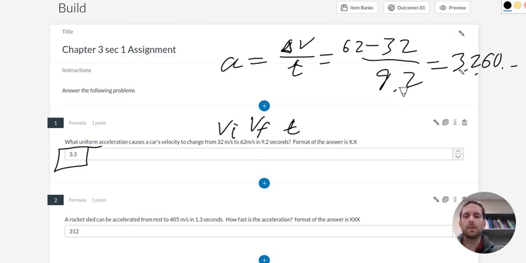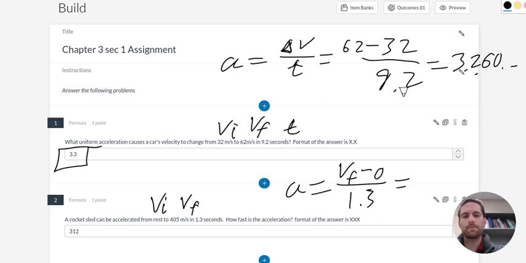All right, so for the second problem, we're accelerating from rest, so from V initial, our velocity initial, then to, it's our velocity final. It's 405, and that's in 1.3 seconds. So A equals, same equation, change in velocity over time, but this time our V initial is 0. We still have the time, so we'll plug in that 405 over 1.3.